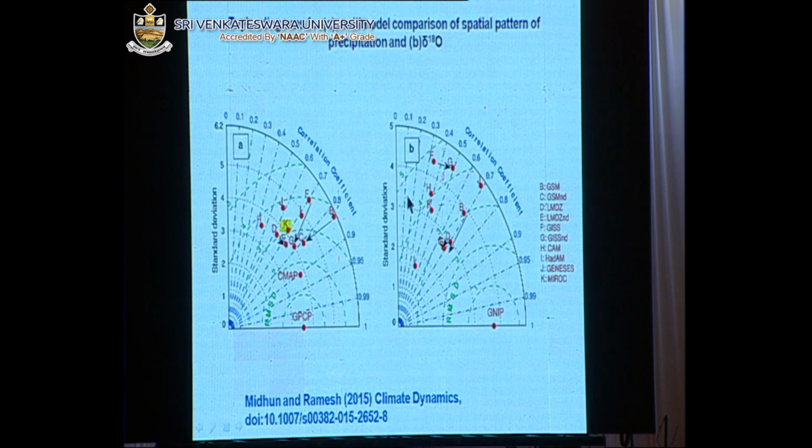Now, if you look at the multi-model comparison of the spatial pattern of rainfall, many of them are not able to really predict it, because these are the CMAP and these are the actual measurements, whereas you see the standard deviation and correlation coefficients are different for the simulation of spatial pattern. And for oxygen isotopic composition also it is quite poor.